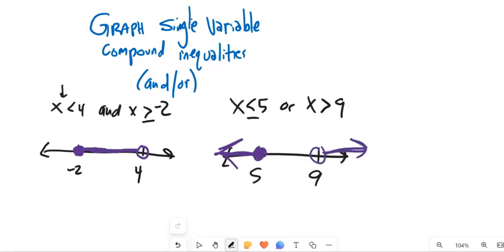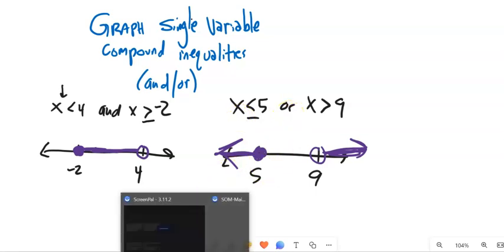So with an or, it just needs to be one of the two. So anything that's in this region or anything that's in this region makes it work. So notice with that or, I just grab everything that it says. I don't have to worry about overlap. So and is about overlap. Or is about just grabbing everything. Now sometimes with these types of questions, funny things can happen.